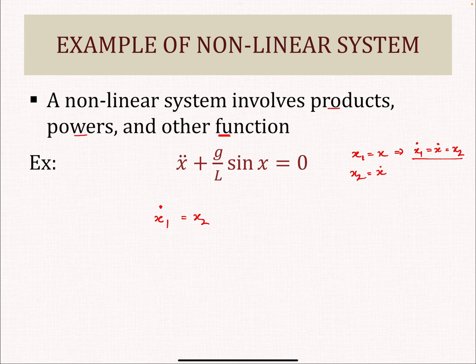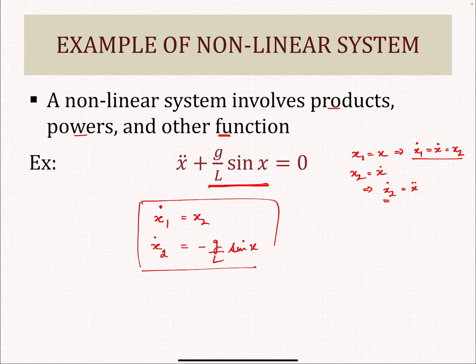Okay, and here again, when we differentiate it, x2 dot is equal to x double dot. So we put x2 dot from here. So x1 dot is this and x2 dot is minus g by L sine x. In this way we have represented this system in a dynamical framework, a set of ordinary differential equations. So this representation is very important.